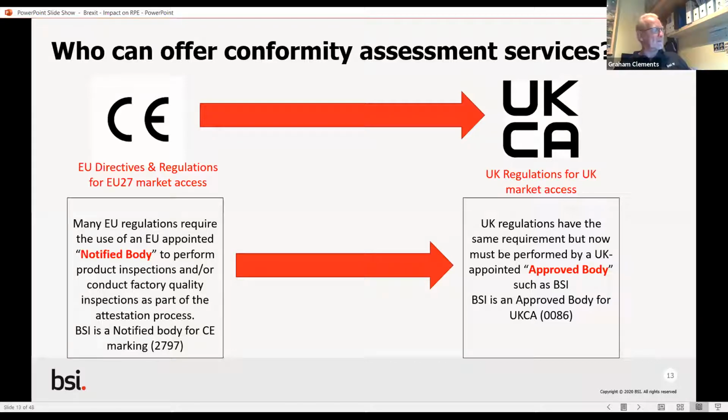In this case, BSI is 2797, and because they were also a UK notified body, they've moved to being a UK approved body. So that means they can actually apply the CE mark and the UKCA mark, or authorise you to apply both marks through a product assessment, which can be combined.